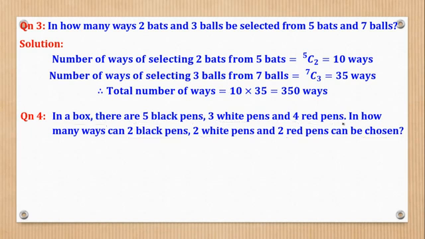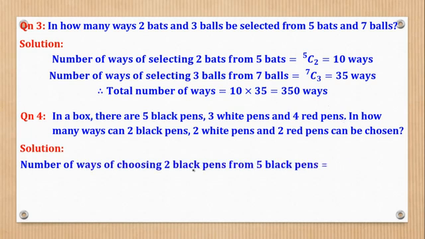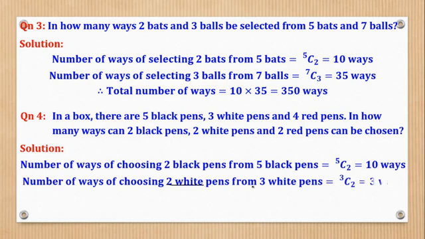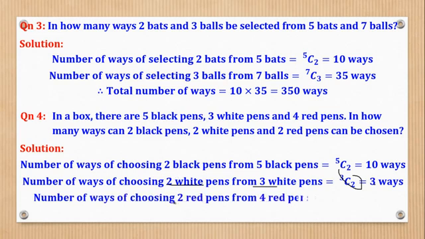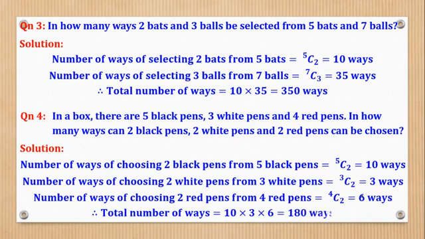So still we are going to first deal with each at a time. Let's start with the black pens. Selecting 2 black pens from 5 is 5 combination 2, which is 10. Now we shall go to white pens. Selecting 2 white pens from 3 white pens is 3 combination 2, which is 3. Then we shall go to red pens. Selecting 2 red pens from 4 red pens is 4 combination 2, which is 6. Therefore, the total will be got by multiplying, which is 180 ways.